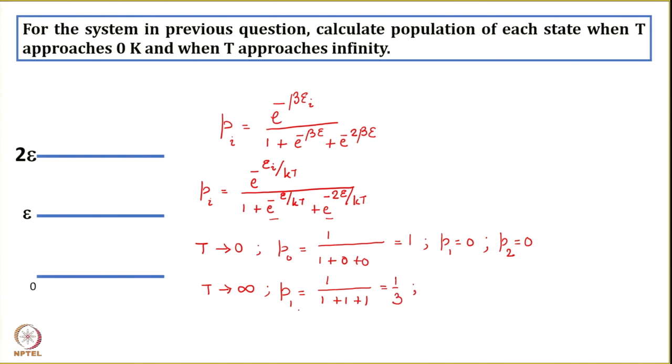I wrote this for P1, or you can also say this is P0. For P0, this is 1. For P1, again the terms upper and lower are all going to be 1 over 1 plus 1 plus 1, because each term is contributing 1, which is 1 by 3. And similarly, when you calculate P2, you also will get 1 by 3. Same arguments.